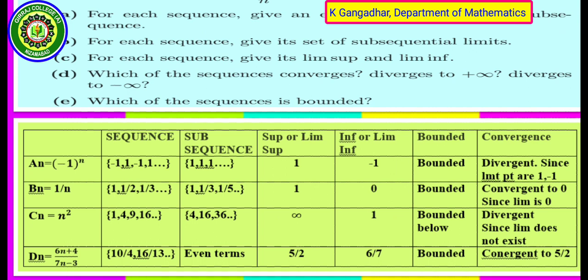Next problem, bn equal to 1 by n, and the sequence terms are 1, 1 by 2, 1 by 3, and so on. In this we define even terms and odd terms. So we will take either even terms or odd terms as subsequences. Here we will take odd terms 1, 1 by 3, 1 by 5, and so on. We want the limit of the sequence, limit n tends to infinity of bn. Limit n tends to infinity, 1 by n equals 0.